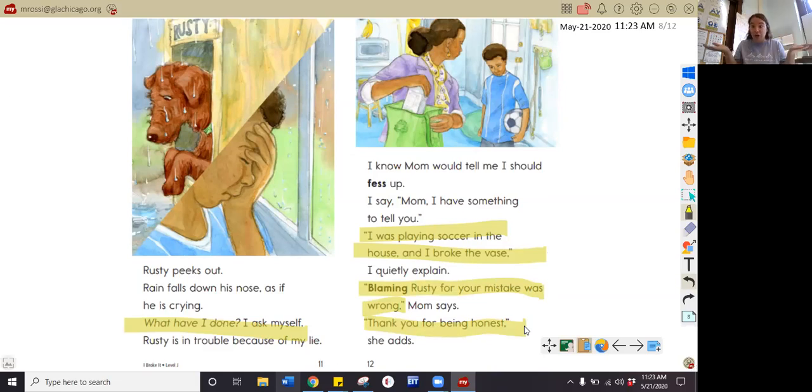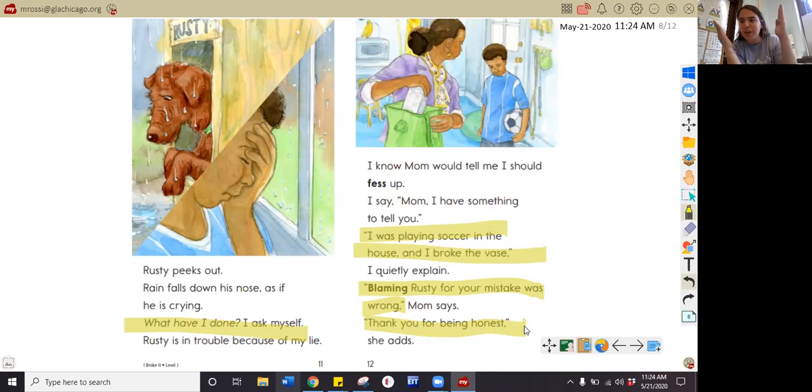So let's talk about some character change. In the beginning of the story, was the boy honest or dishonest? Tell me the answer now. Was the boy honest or dishonest at the beginning of the story? In the beginning of the story, he was dishonest because he lied.